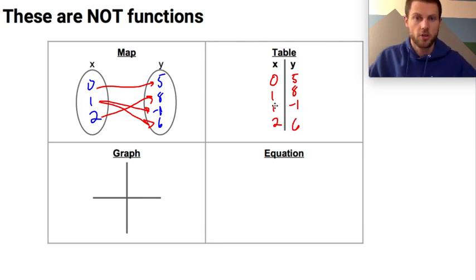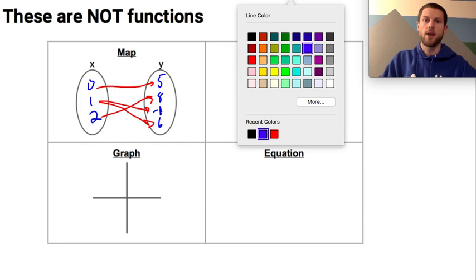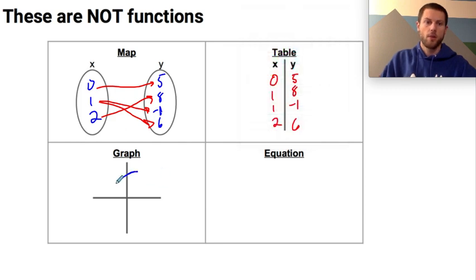This is not a function because I've got repeated inputs that yield different outputs. What's an example of a graph that's not a function? Well, probably a very easy example is a circle. This does not pass the vertical line test. If I were to take a look at an input x, I have two different outputs, so this is not a function. It fails the vertical line test.